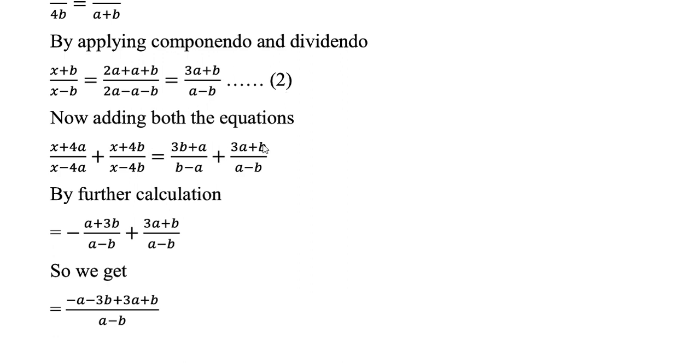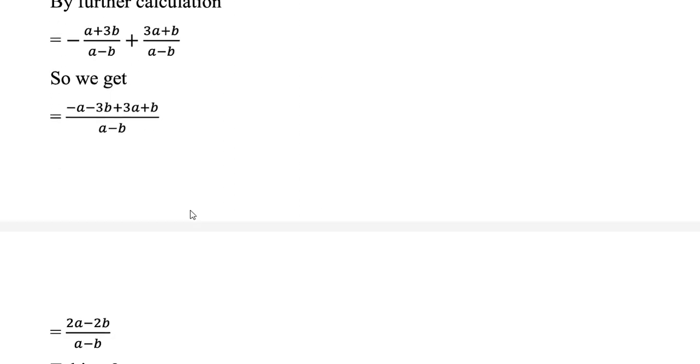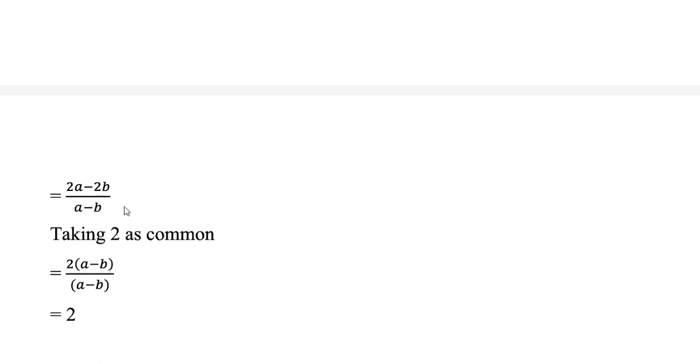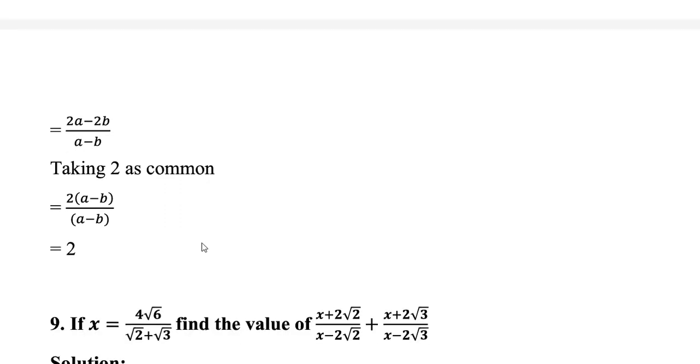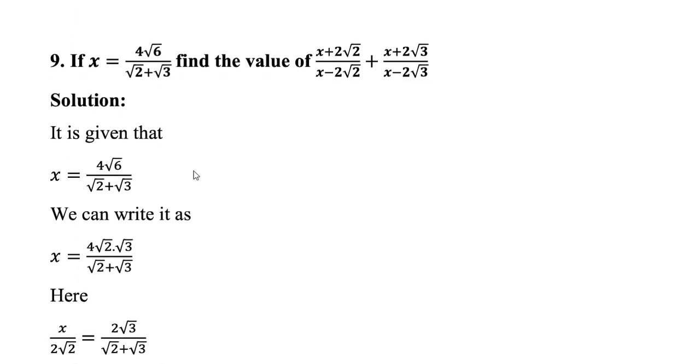Now adding both the equations. After that a little bit of calculation, and a little bit of simplification, you will get 2a minus 2b divided by a minus b. So taking 2 as common, ultimately a minus b will be struck out. So 2 will remain. Such an easy sum. Come to the next problem.